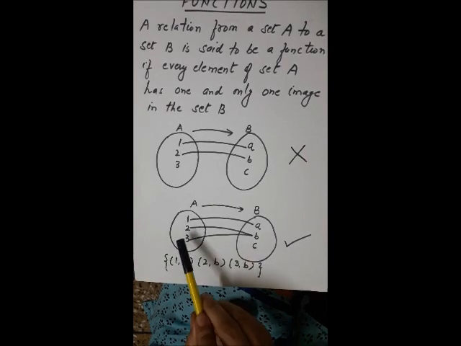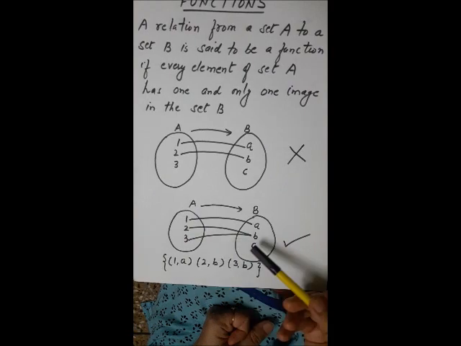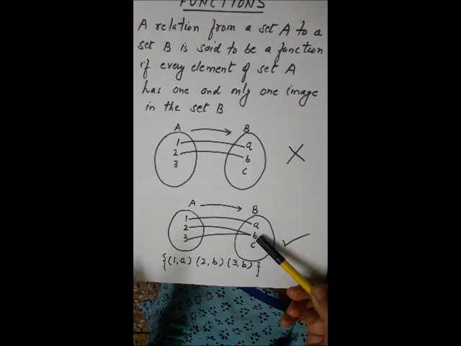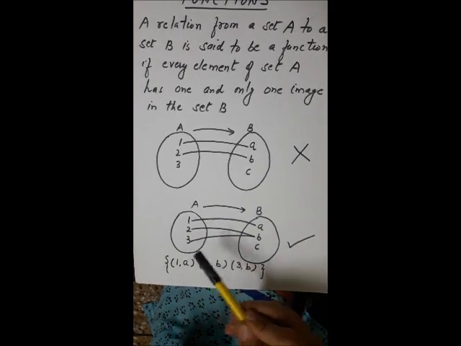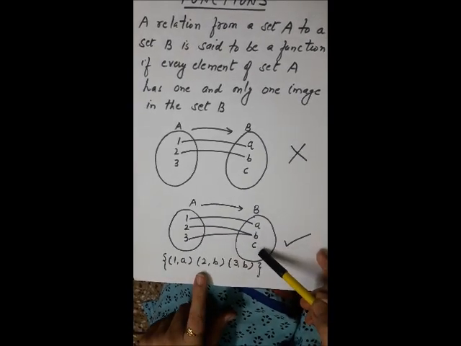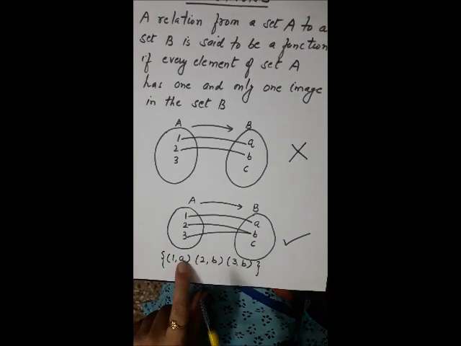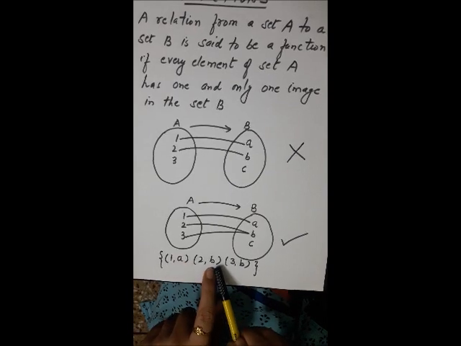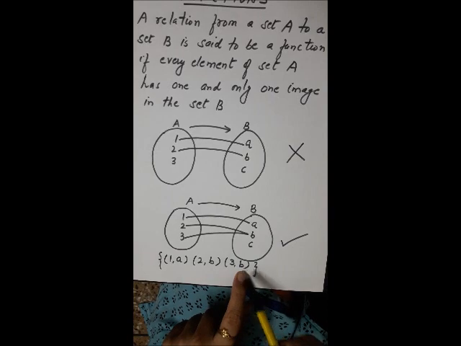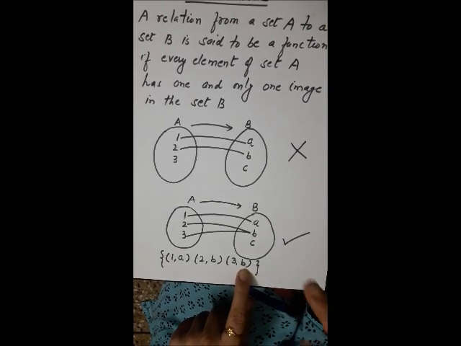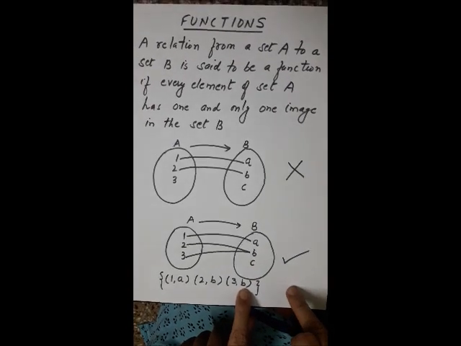In this second figure, 1, 2, 3, all elements are associated. First condition. Second condition, they should have a unique image in the codomain. So observe that 1 has only one image A, 2 has only one image B, 3 has also a single image B. So that means 2 conditions are being satisfied here in this example. So it will be a function.